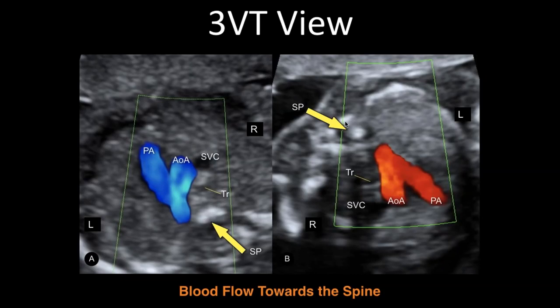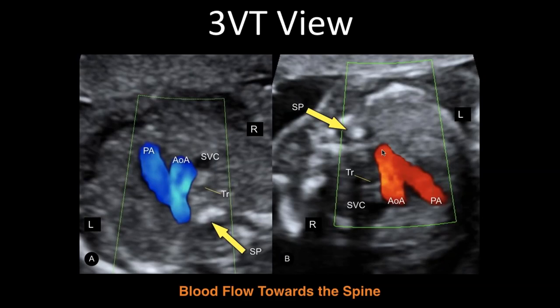What kind of flow should we see in the pulmonary artery and aorta, or ductal arch and aortic isthmus? The flow should be always towards the spine. Remember, the descending aorta sits right anterior to the spine, so the flow should be towards the descending aorta. So if the spine is posterior, you should see blue color in both. If the spine is anterior, you should see red color in both.